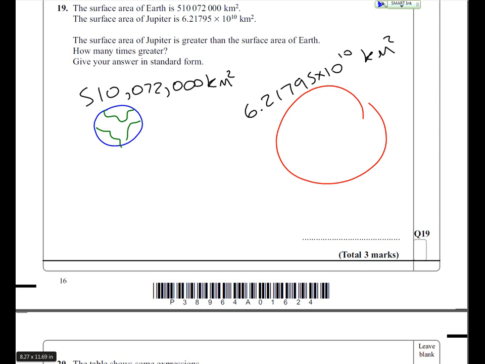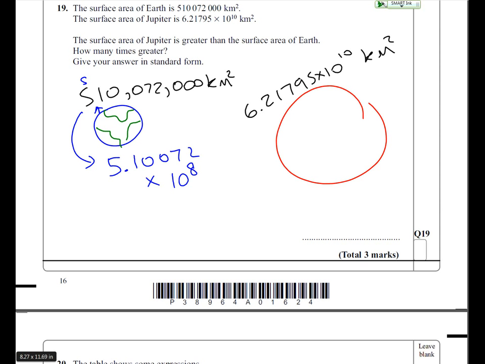Okay, let's write the Earth in standard form. So our number that we've got going on is 5.1, just starting with a 5, putting a decimal point here, 10072. Okay, and how much do we have to times it by? Well, imagine your 5 was starting here. 1, 2, 3, 4, 5, 6, 7, 8. You've times by 10 8 times. Okay, so times 10 to the 8.